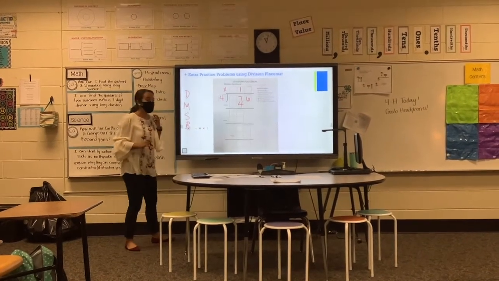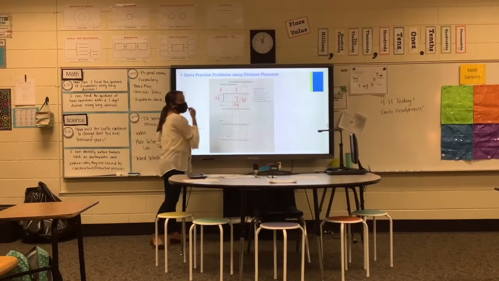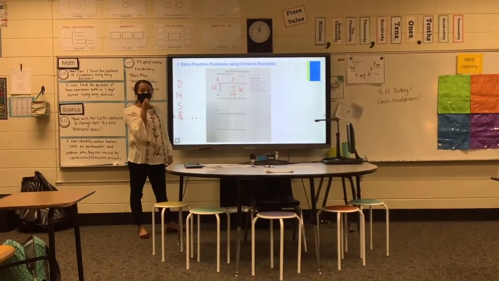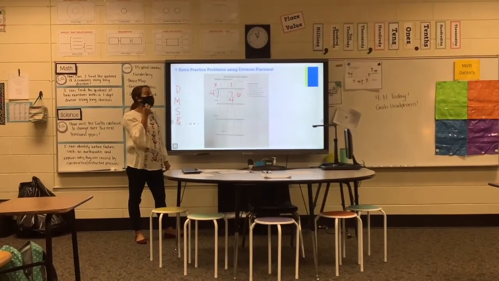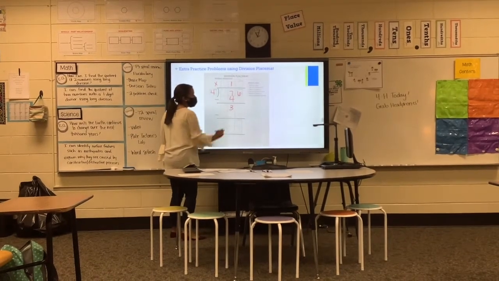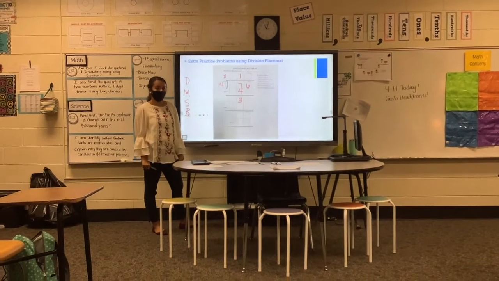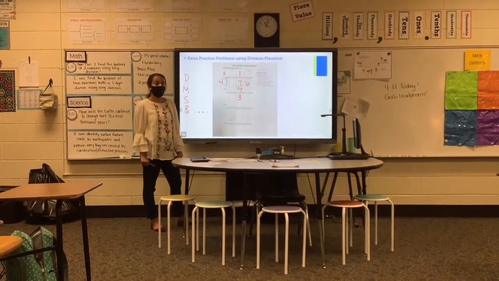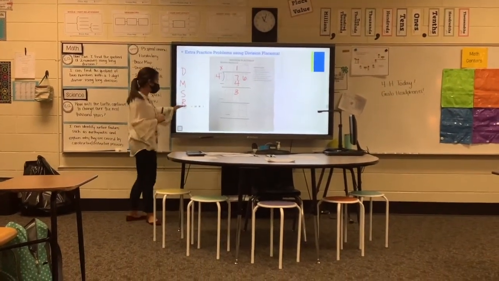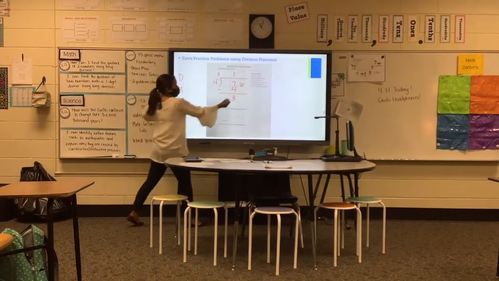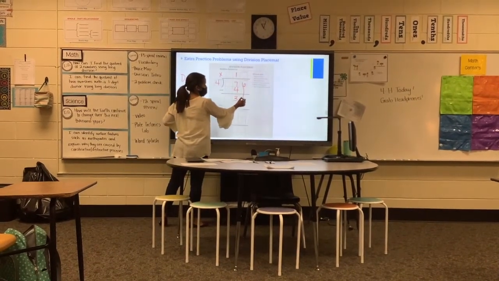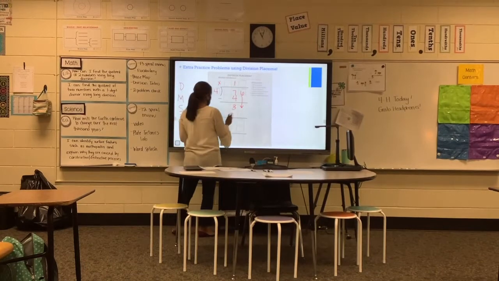Subtract. 7 minus 4 is what? Three. Okay. So what do we do next, you think? We bring it down, because we got our burgers, so we have to bring down. So that means we're going to bring our six down. So 36.